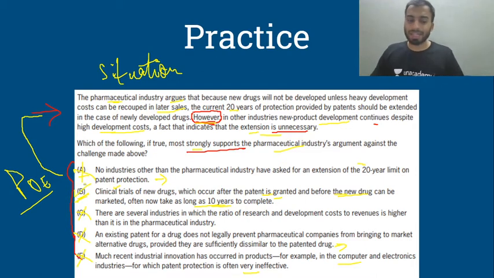B is making the maximum sense to me, because B is telling me that I'm not able to utilize the 20 years that you're giving me in my patent protection. I'm only able to utilize about 10 years, because the other 10 years go into setting up my clinical trials. So please extend my patent period. I hope you understood this explanation and that you arrived at the same option. If you did not, I hope you understood my rationale for arriving at option B.